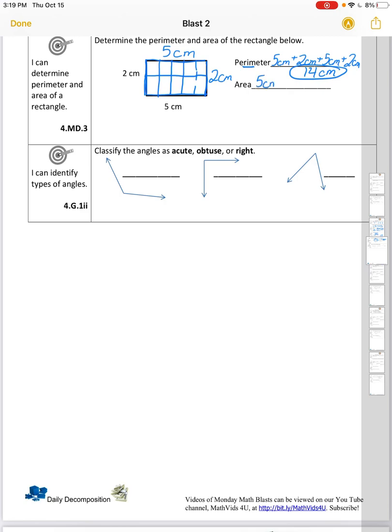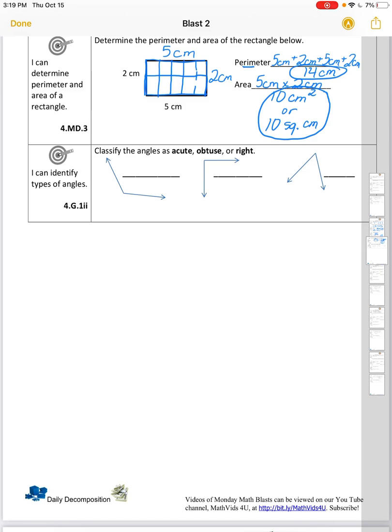So I can say the area is equal to 5 centimeters times 2 centimeters, which is 10 centimeters squared. We can also write that as 10 square centimeters. Either way works.